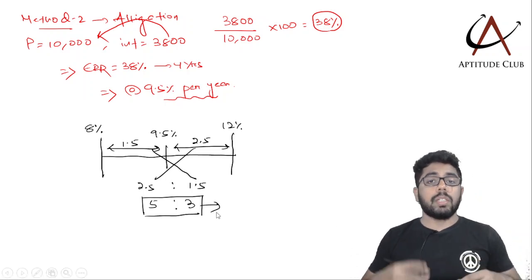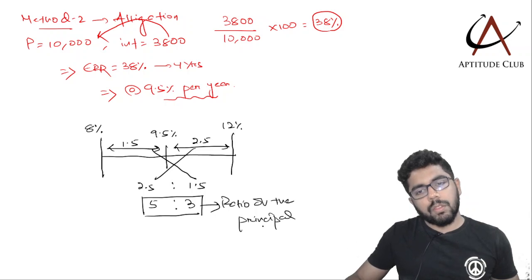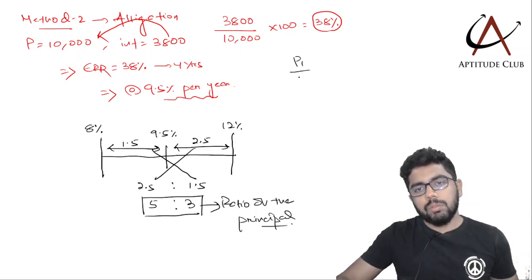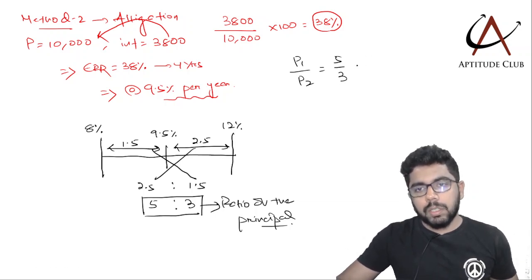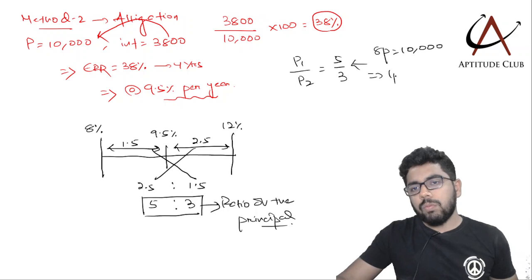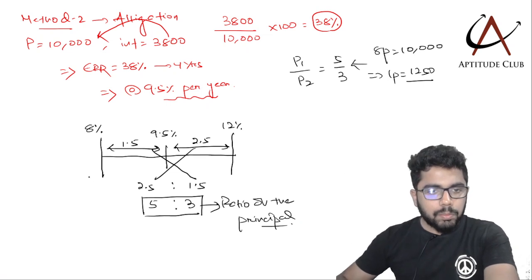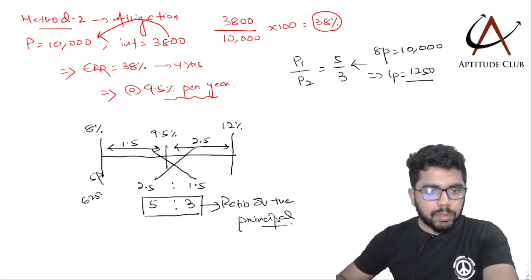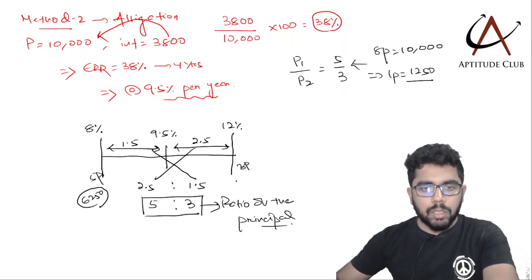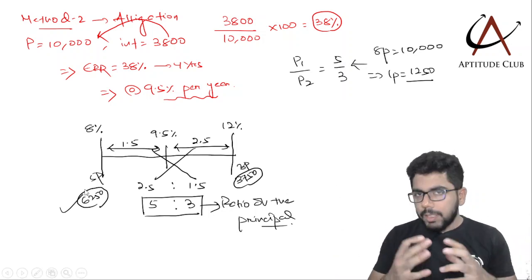But now you might wonder, ratio of what? So this is basically the ratio of the principal. So I can write P1 is to P2 is like 5 is to 3. So total principal is 8 parts. So if 8 parts is 10,000, I can write one part will be 1250, and if one part is 1250, so 5 parts will be 6250, and 3 parts here will be 3750. And we could avoid so much of calculation. Very easily we'll get this answer.